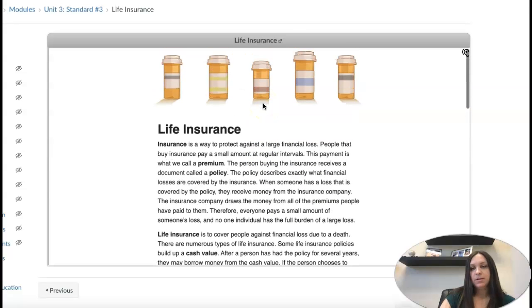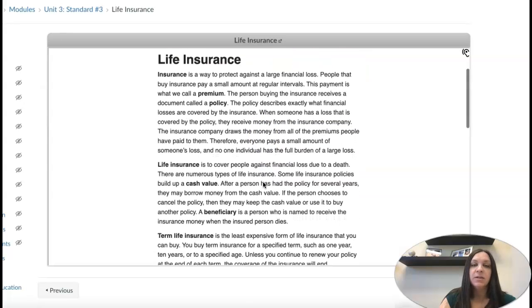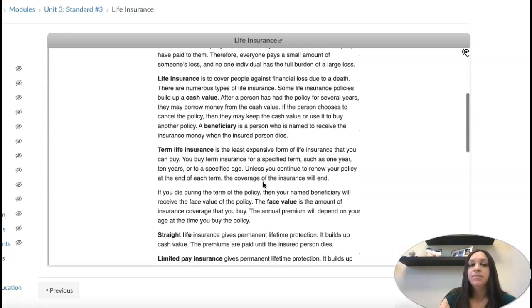So 3.1 is on life insurance. Life insurance is something that you can opt into if you want. It's not required insurance like car insurance, but it's money that's paid out to family members or beneficiaries when you die. But you have to pay monthly or yearly what we call premiums. That's the cost. Okay, so also they build up a cash value over time.